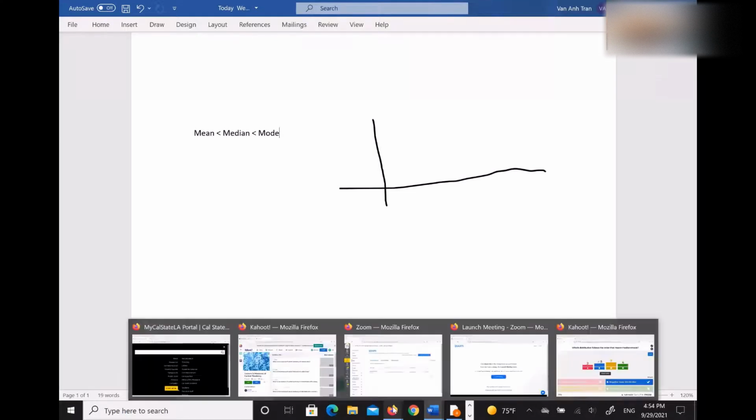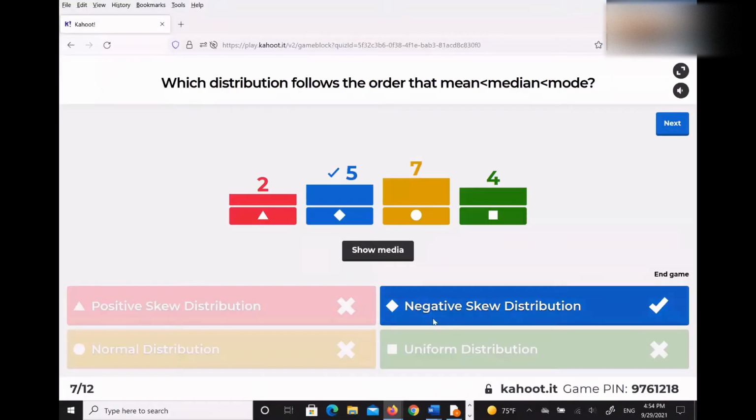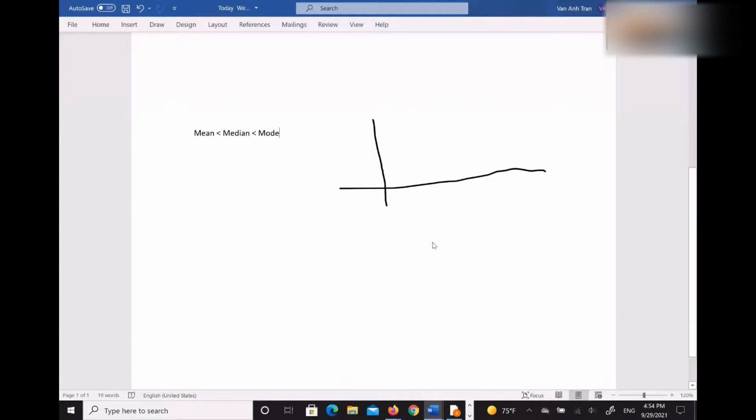let's check the question again to make sure that we got it right. So the answer for this one is negative skew distribution, right? So that's the answer, okay? So if you look at the 3 values over here in order like that, which one has the highest frequency, everyone? Which one is the tallest bar? Type in the chat for me. Which one has the highest frequency if you look at the graph?